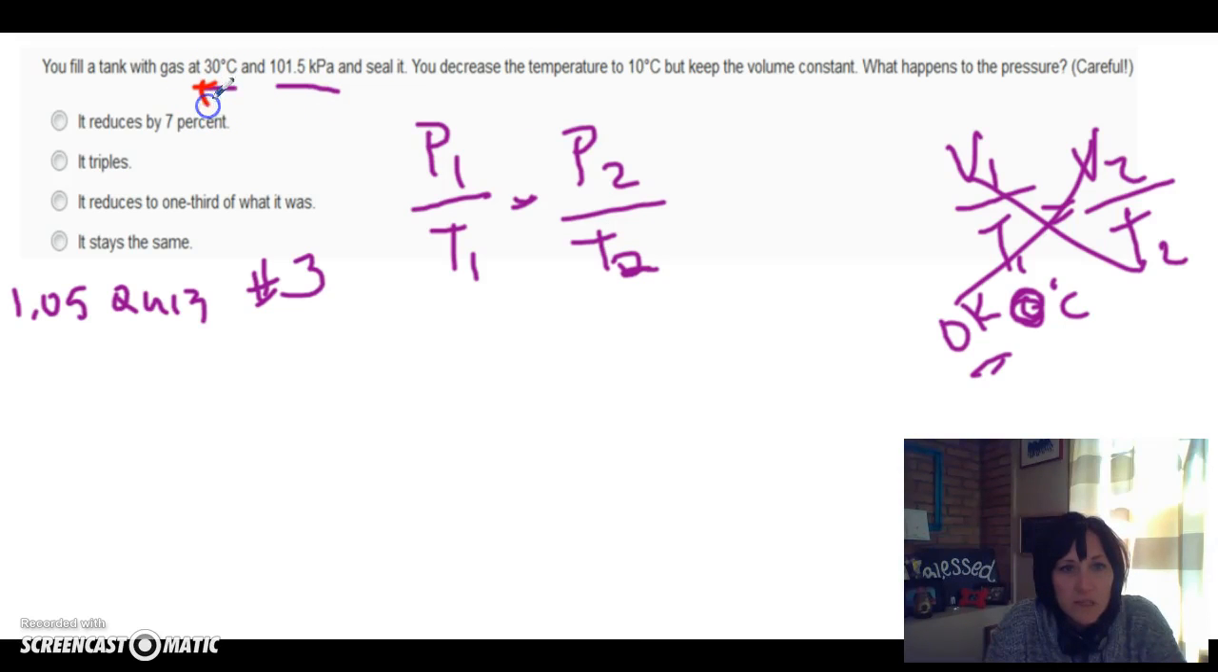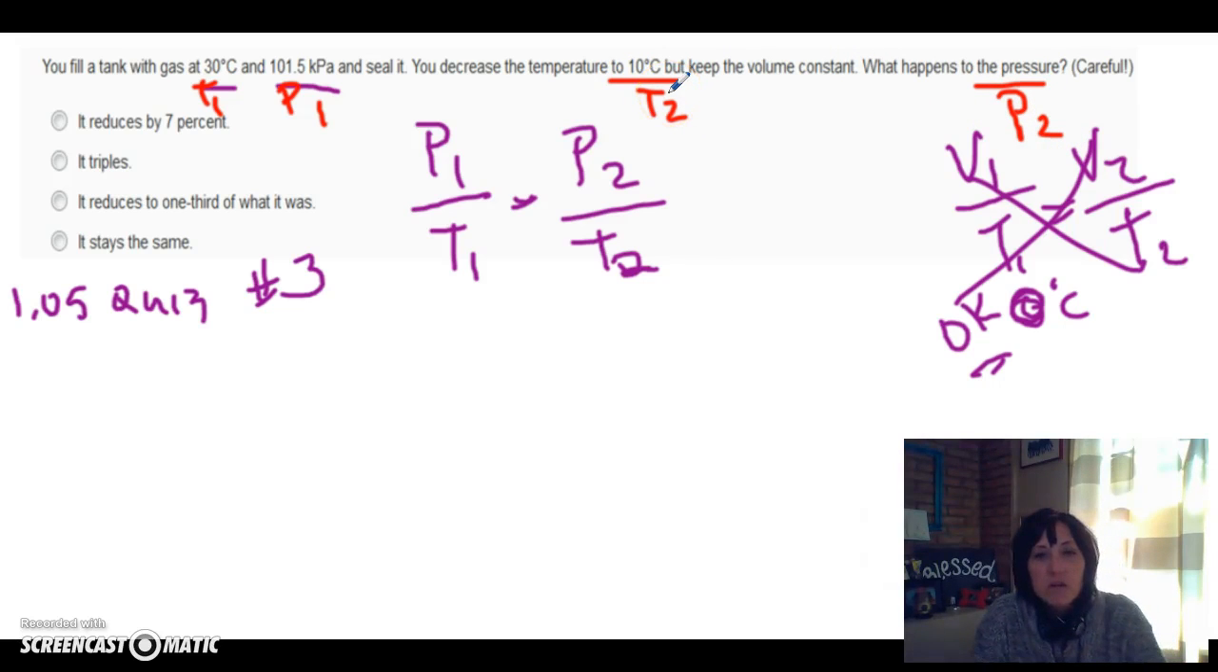Here is our temperature 1, here's our pressure 1. We decrease the temperature, so that's temperature 2, volume's held constant. What's the pressure? This is P2. Now, we know that they're directly proportional. If one goes up, the other goes up. One goes down, the other goes down.